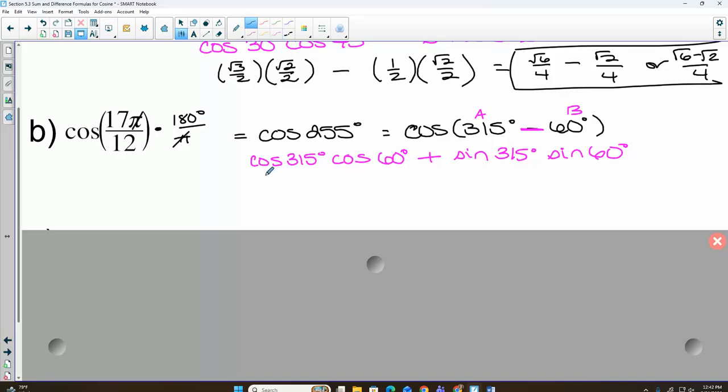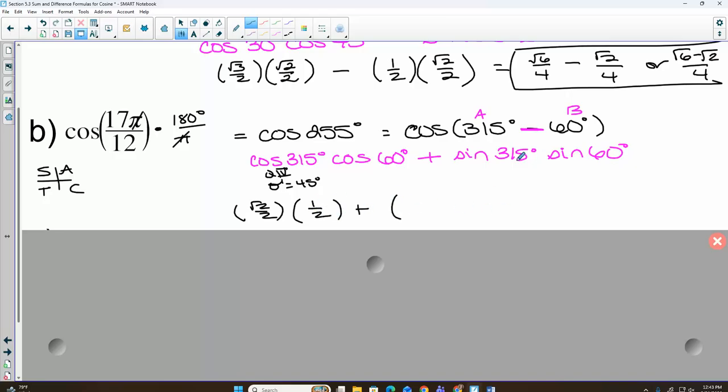315, all right. Oh, this is good review for us. What quadrant is that? What's my reference angle? Remember, that's distance to the x-axis. 360 minus 315 is 45. In quadrant 4, is cosine positive or negative? Positive. Remember, all students take calculus. Quadrant 4, cosine is positive. Cosine of 45, radical 2 over 2. Cosine of 60, 60 is in quadrant 1. We know it's positive, square root of the bottom over 2 is 1/2.